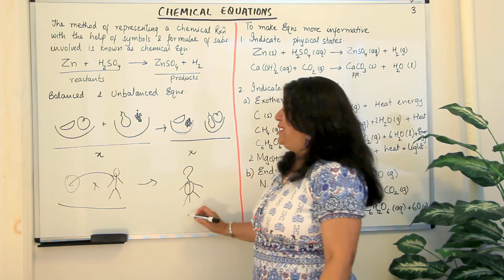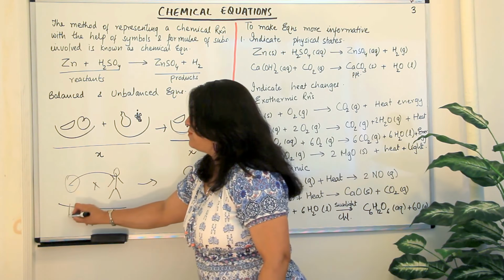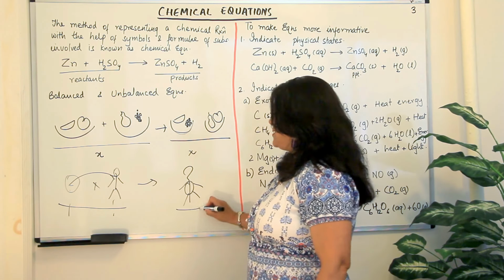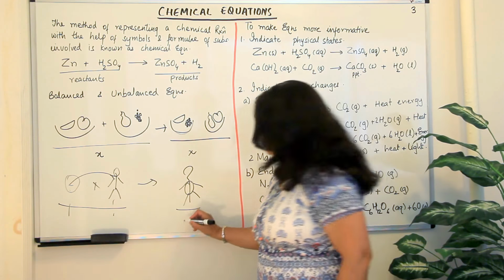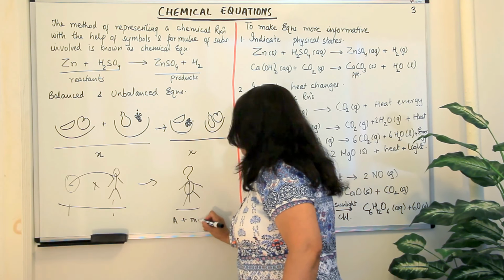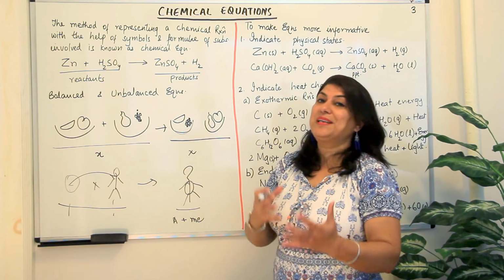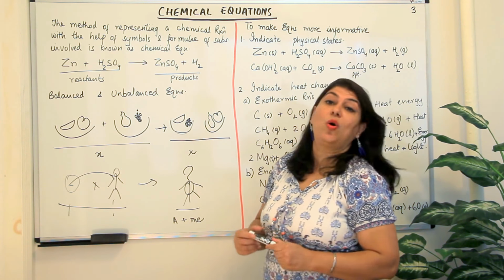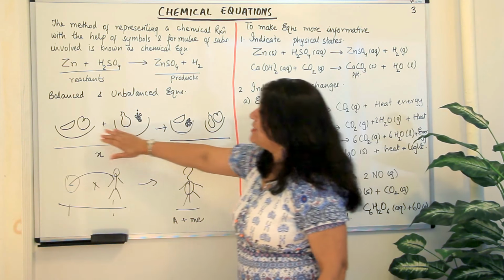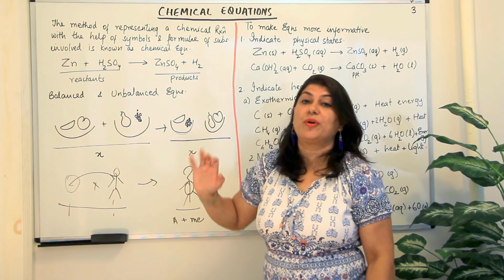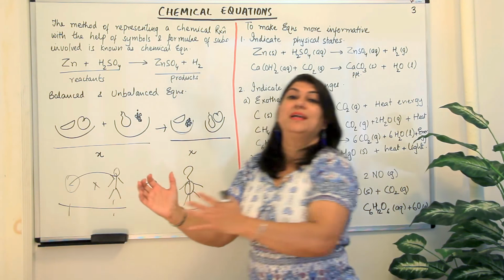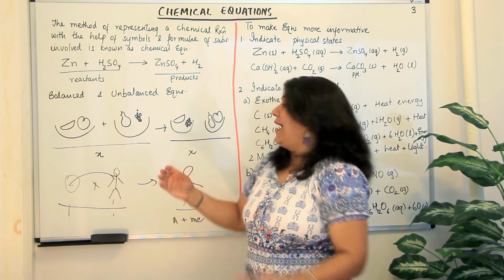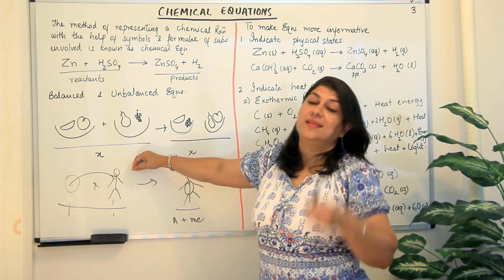What would the mass be? The mass would be whatever was the mass of the apple plus me. It should be the sum of the two. So ultimately, mass should be conserved. This is known as the law of conservation of mass, that matter is neither created nor destroyed. It only changes its position and therefore mass remains conserved.